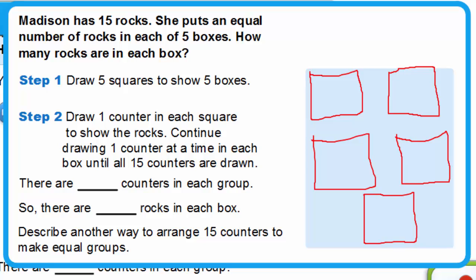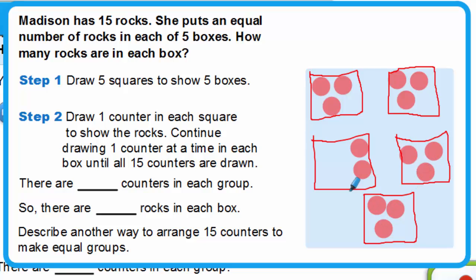If you have your 15 counters, you move them into those 5 equal groups. I'm going to draw mine into these 5 equal groups. We have 1 in there, 1, 1, 1, 1. That's 5 counters. 6, 7, 8, 9, 10. I have to use 15, 11, 12, 13, 14, 15. I have 15 counters in 5 equal groups. How many counters are in each group? 3. So there are 3 rocks in each box.